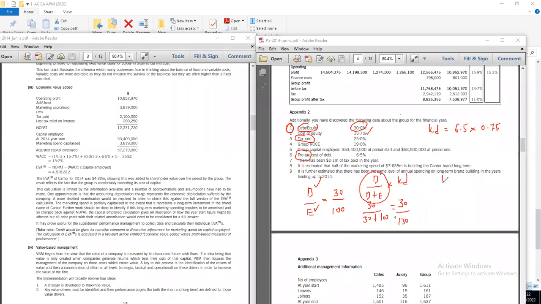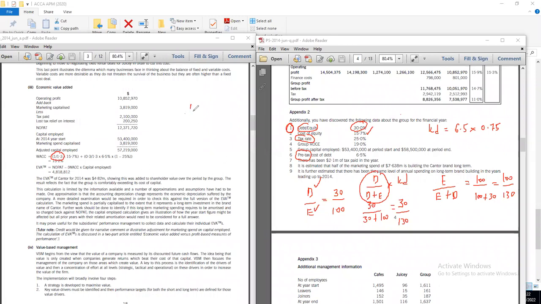Equally for equity, it should be equity over your value of equity plus the value of debt, which again will be 100 over 100 plus 30, or 100 over 130. This is what you are seeing here. These are the proportions here. Some of you are saying, where are these proportions coming from? That's what we see here.